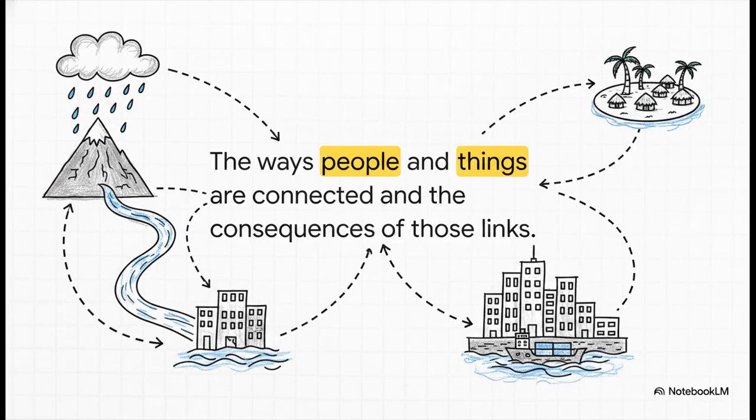I is for interconnection. And listen, this one is a big deal. The most important idea here is that no place on Earth exists in a vacuum. Everything is linked, from the water cycle that brings rain to a mountain all the way to the global trade routes that connect our cities. This concept helps us trace all those hidden threads.